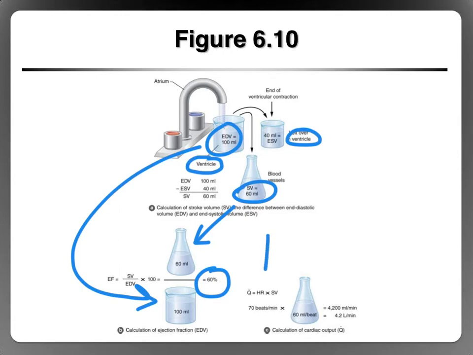Here also they showed you how to calculate cardiac output. In this example, you've got a heart rate of 70 beats per minute and a stroke volume of 60 milliliters per beat. You multiply that, and you get a cardiac output of 4,200 milliliters per minute. Then you need to convert it into liters per minute, so we have a cardiac output of 4.2 liters per minute. Okay? Hopefully those pictures will help you understand EDV, ESV, SV. I know for myself, the drawing helps me to remember the definitions.